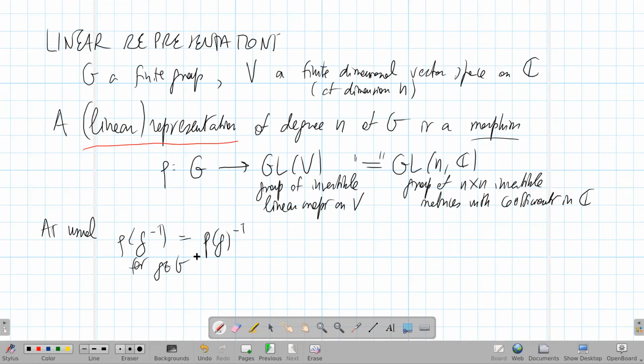But there is another important thing. In the notes, the order of G is n, which is a mistake. I will try and correct it. Let it be k, okay? Because I cannot use n, of course, for two different things. Then you remember that we have g to the power k equal to 1 for all g in G.